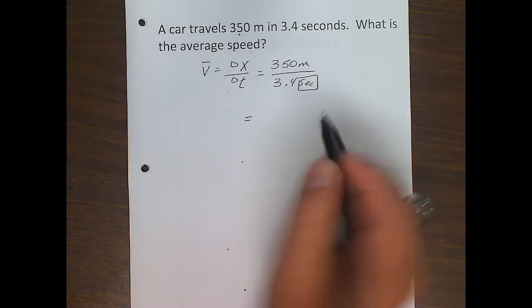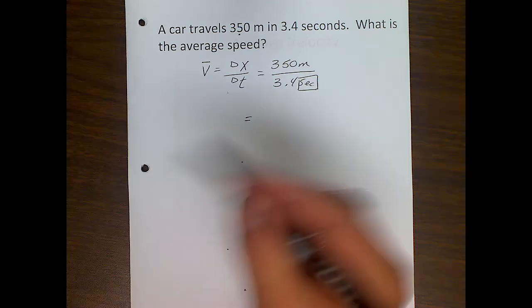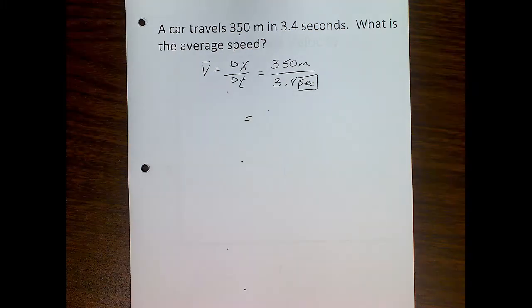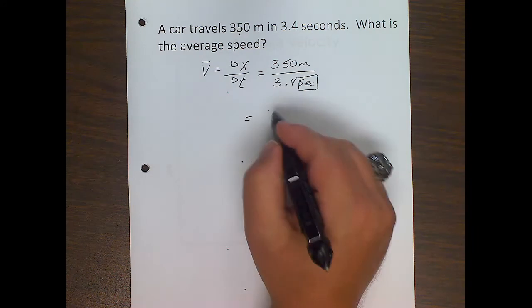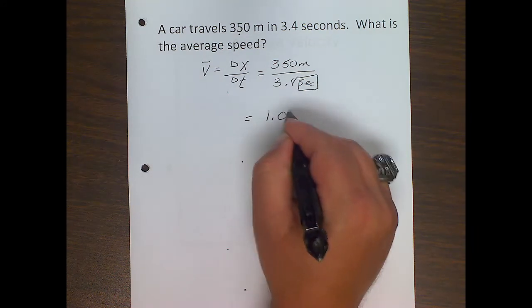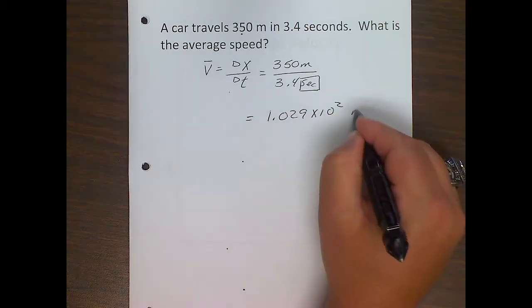So 350 divided by 3.4. I accidentally multiplied them and I knew that number was way too big. Okay, it is 1.029 times 10 to the second meters per second.